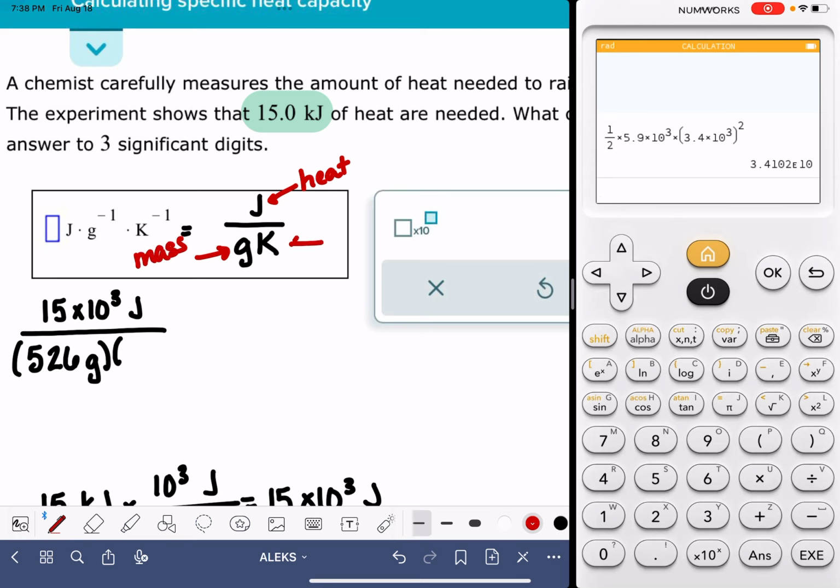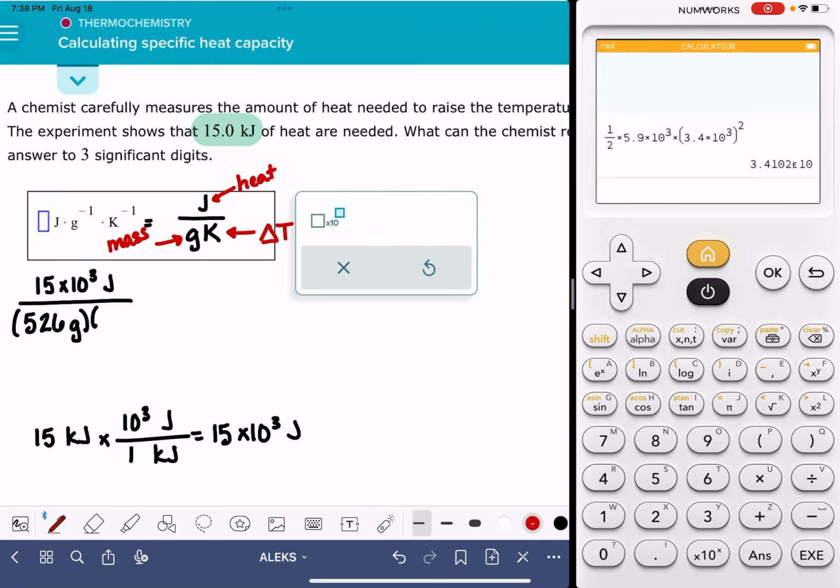Last but not least, we have Kelvin. This represents the change in temperature. So this is not looking for one single temperature. It's actually looking for a change in temperature. With these problems, the object is being heated up. And so in this part of the problem, we are inputting the change in temperature.